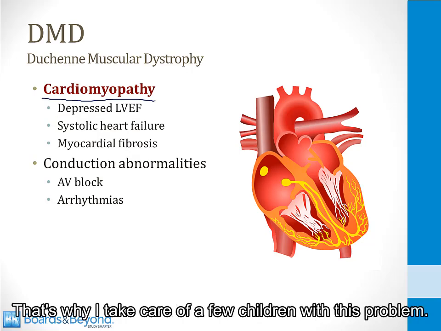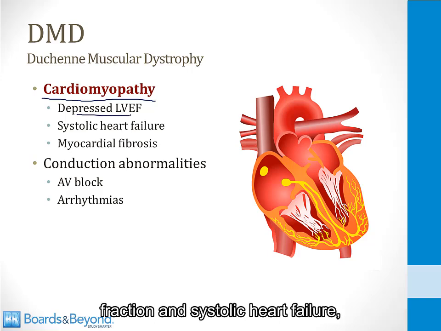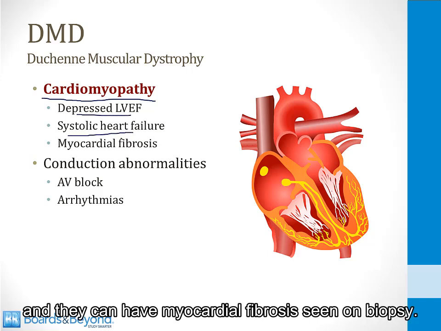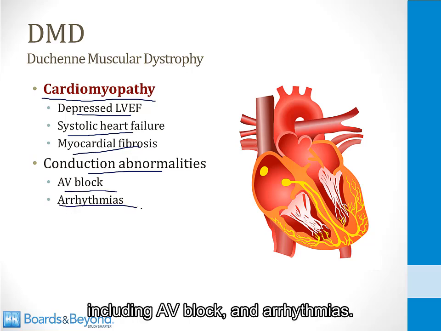Many children with Duchenne muscular dystrophy eventually develop a cardiomyopathy. That's why I take care of a few children with this problem. They will develop a depressed left ventricular ejection fraction and systolic heart failure, and they can have myocardial fibrosis seen on biopsy. They can also develop conduction abnormalities, including AV block and arrhythmias.